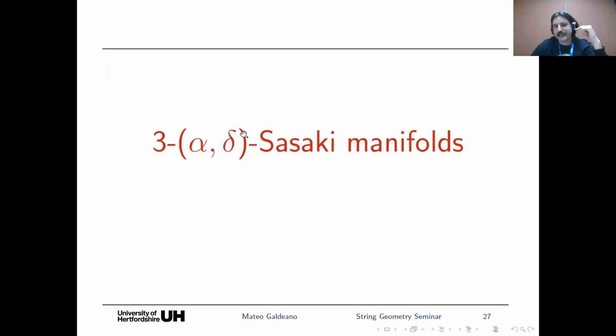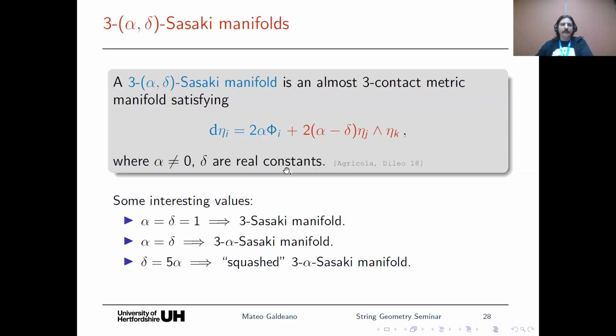Instead of 3 alpha Sasaki, I want to add this extra letter here, delta. So what are these 3 alpha delta Sasaki manifolds? Well, it's actually something very similar. It's just an almost 3 contact metric manifold, so this analog of hyperhermitian. But before, for 3 alpha Sasaki, I was just asking for this blue part. Now I add this extra red term, where now alpha is non-zero, but delta can be 0, and these are real. This was introduced by Agricola and DeLeo.